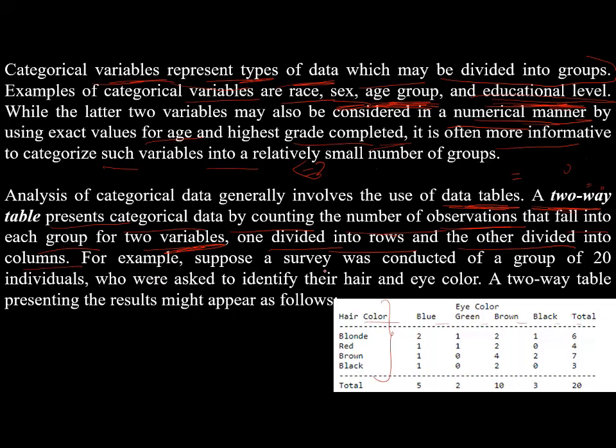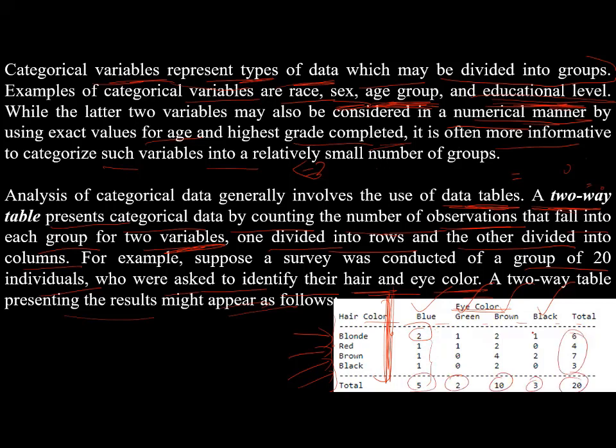For example, suppose a survey was conducted on a group of 20 individuals who were asked to identify their hair and eye color. A two-way table presenting the results may appear like this. Hair color is taken as row: blonde, red, brown, black. These are all called hair colors. Now, eye color is taken here as column: blue, green, brown, black.